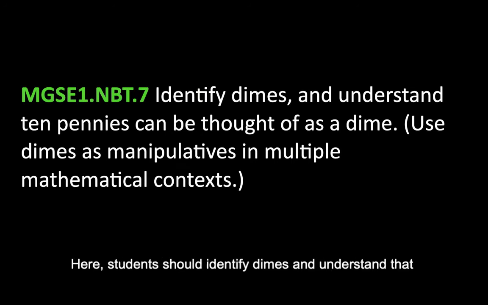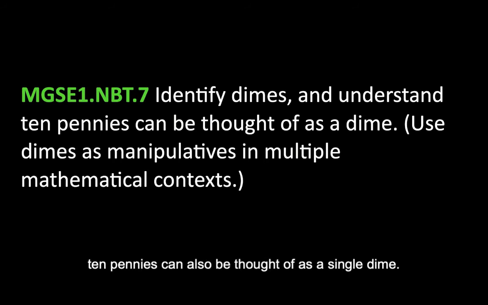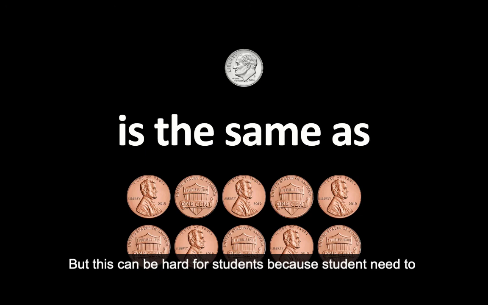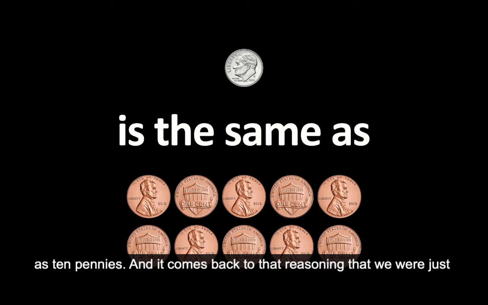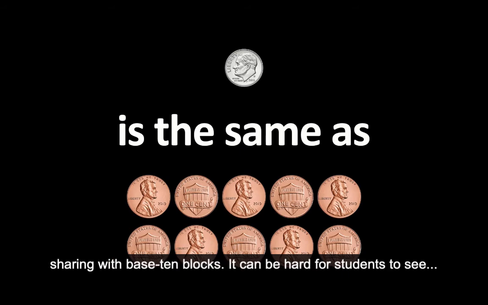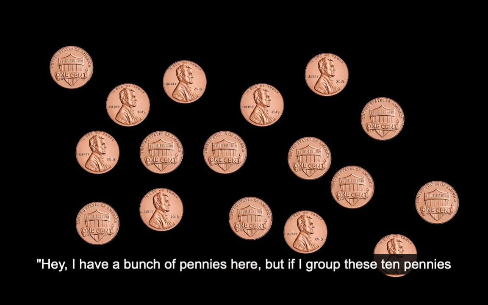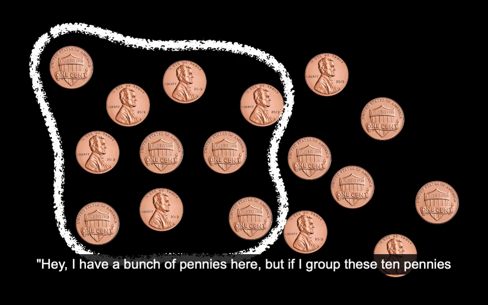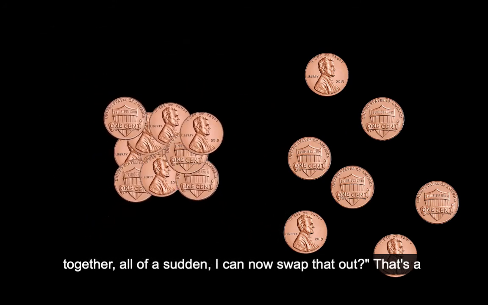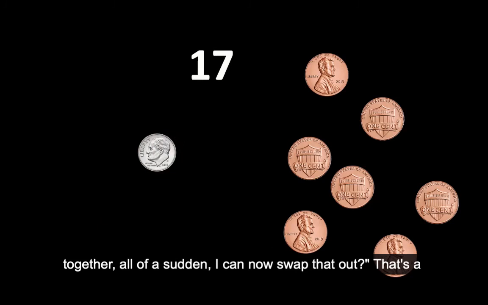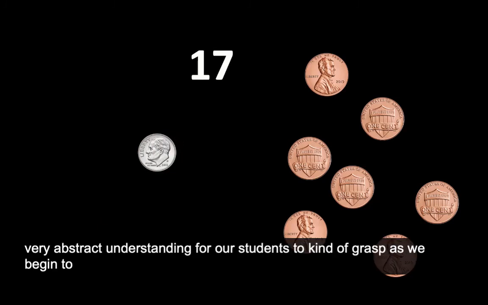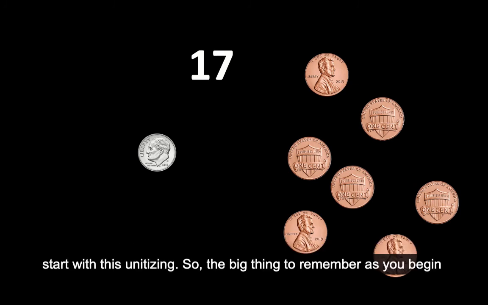Here, students should identify dimes and understand that 10 pennies can also be thought of as a single dime. But this can be hard for students because they need to understand that one single dime can have the same value as 10 pennies. And it comes back to that reasoning that we were just sharing with base 10 blocks. It can be hard for students to see, hey, I have a bunch of pennies here, but if I group these 10 pennies together, all of a sudden I can now swap that out. That's a very abstract understanding for our students to grasp as we begin to start with this unitizing.